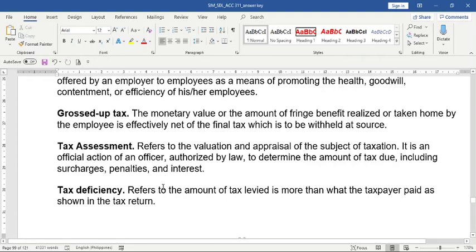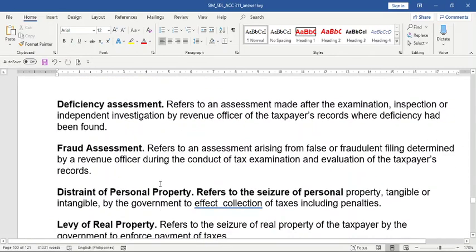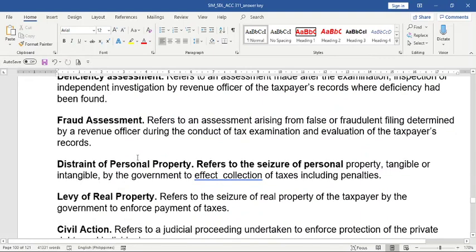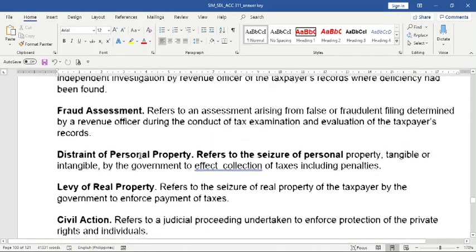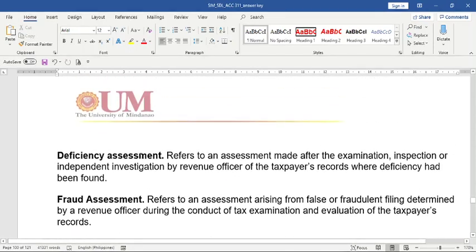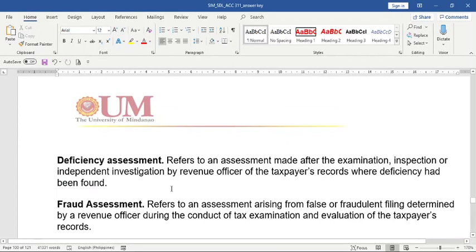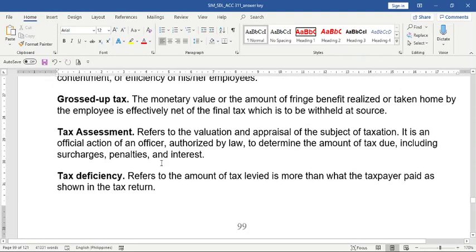We have also tax deficiency. It refers to the amount of tax levied more than what the taxpayer paid as shown in the tax return. And then we have deficiency assessment, fraud assessment, distraint of personal property, levy of real property, civil action, criminal action, seizure of property, and forfeiture of the property. Again, this is part of the unit learning outcome number 3. So let us discuss them now, so that later, when we go to learning outcome number 3, we no longer need to discuss them.